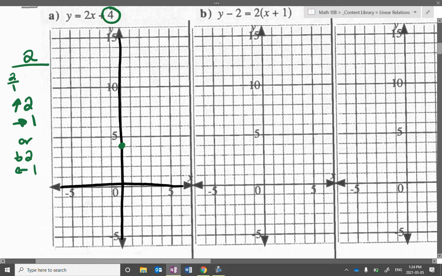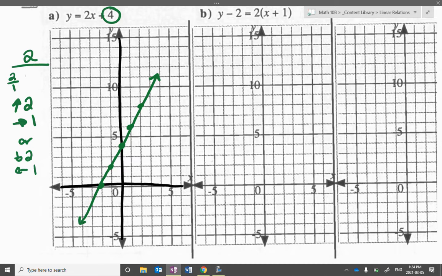So I'm literally counting up 2, 1 to the right, up 2, 1 to the right, or I could go down 2 and 1 to the left, down 2, 1 to the left. I now can see I've got some nice points. I'll make them darker for you. Draw a line through them. Your line should go through both intercepts, if they apply, so your X and Y intercept. That's how large it should be, and you should have arrows on it.